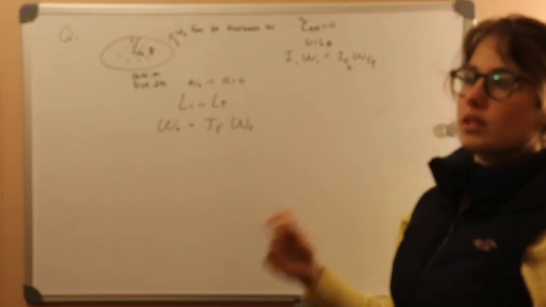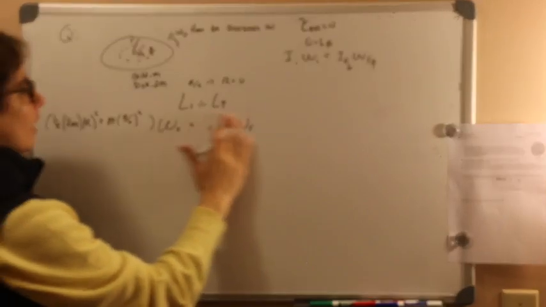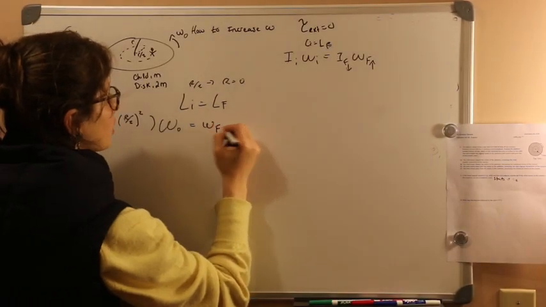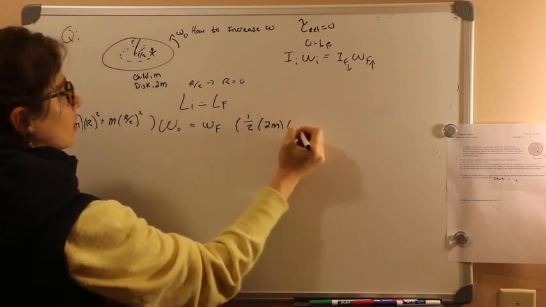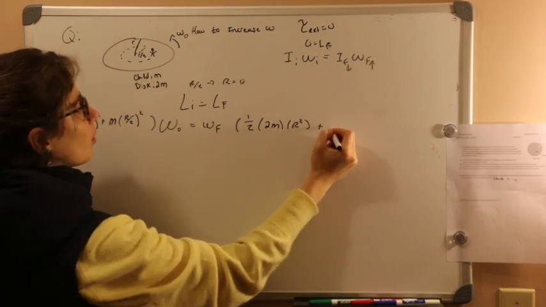So let's expand each one of our terms. The initial I value is going to be, because the boy is standing at R over 2, a disk, which is 1/2 the mass of the disk, 2m, times the radius of the disk squared, plus the point mass of the child times the distance of the child squared. Then for I final, with omega final in front, we have 1/2 the mass of the disk times the radius of the disk squared, plus our point mass m at a distance 0.